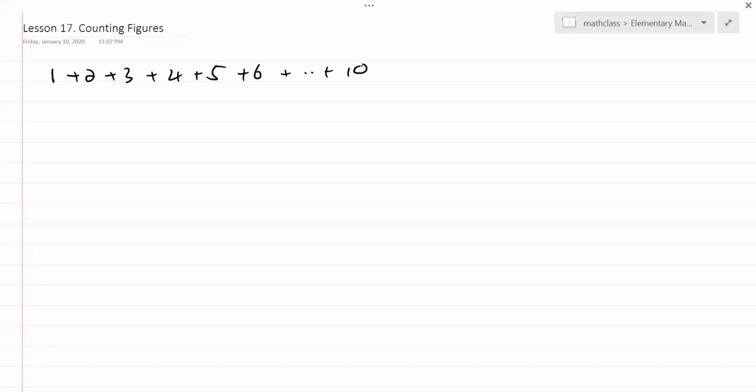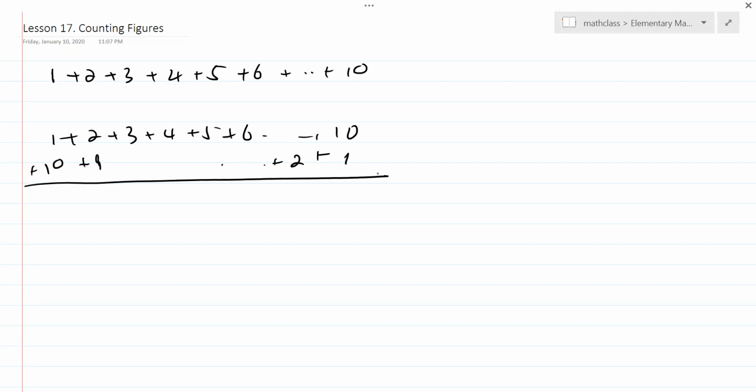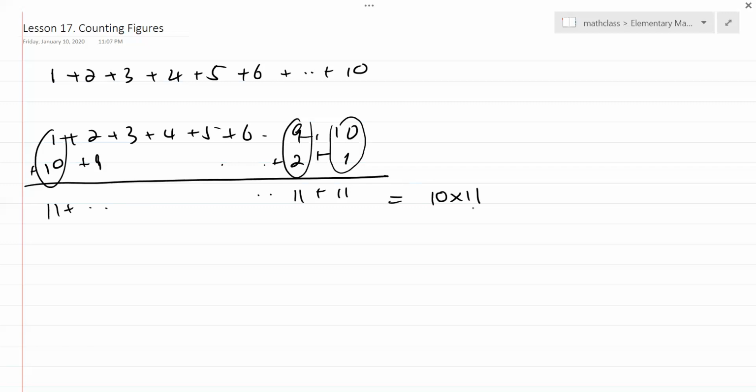So the idea is you reverse the order, all the way to 10, and then 9. If you add them together, you double the sum. You can add them in a different way: 10 plus 1 is 11, and then 9 plus 2 is 11, and so on. You find out every term is 11. Then how many 11s are there? That's 10 times 11. But you already doubled the sum, so the answer should be 10 times 11 divided by 2.